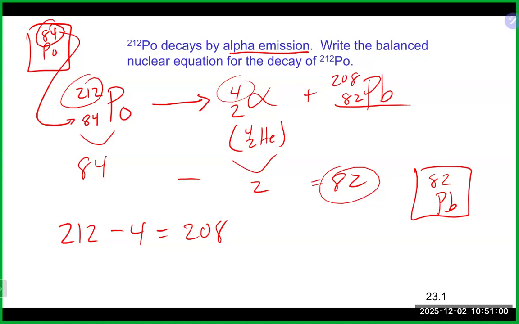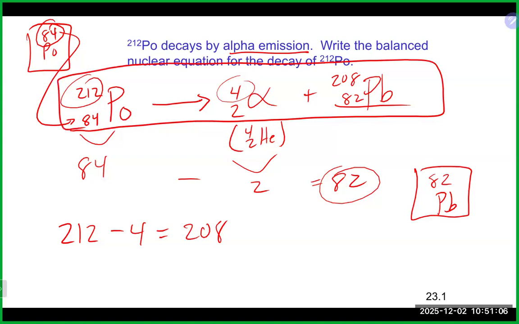And now we would have a balanced nuclear equation. Not too bad, adding, subtracting. Left-hand side on top, 212. Right-hand side, 208 and 4 is again 212. 84 on the bottom, and 82 and 2 is 84 on the right. Any questions on that? Again, not too bad. All right.